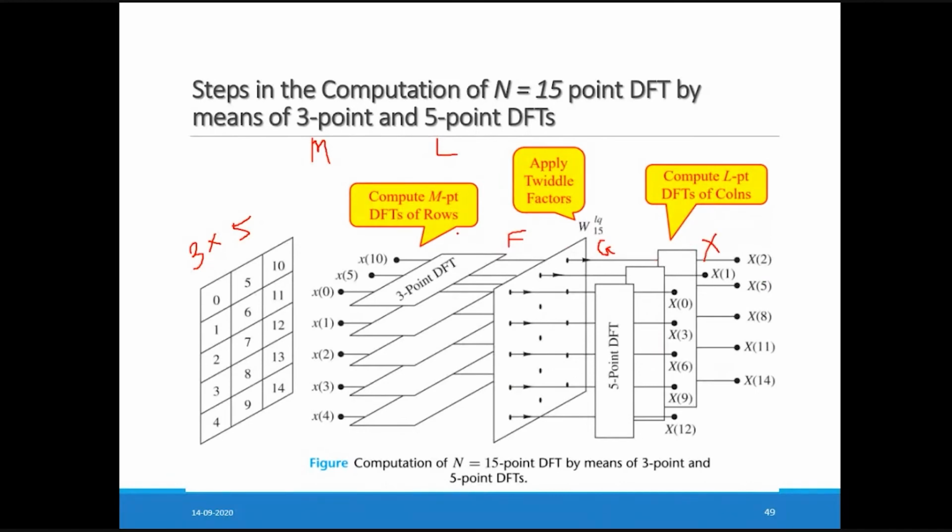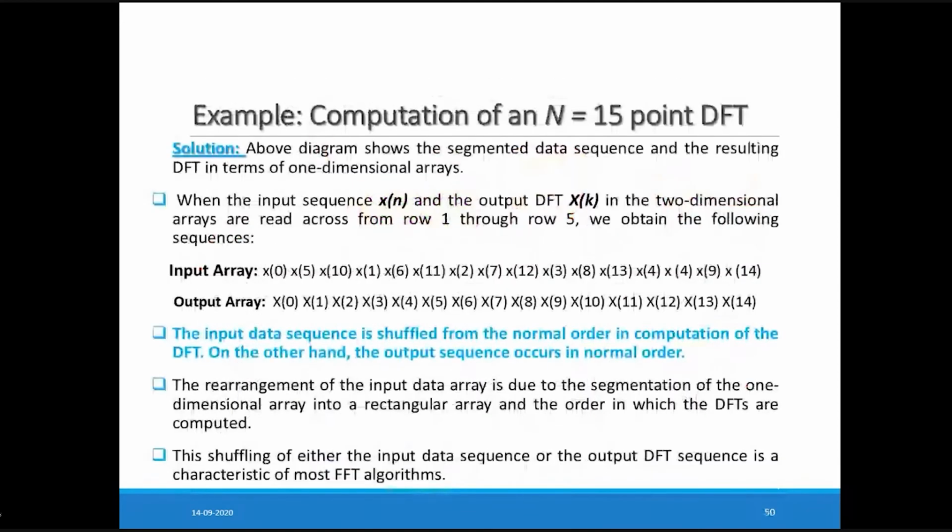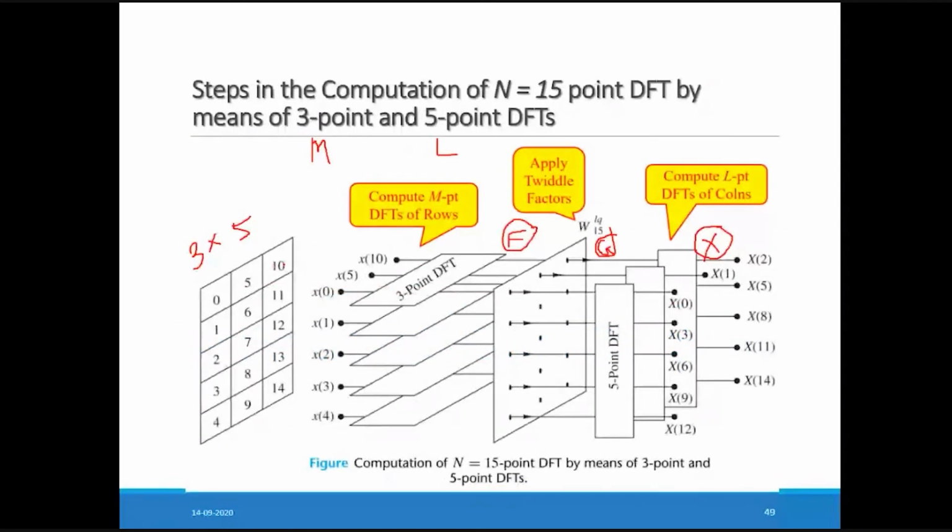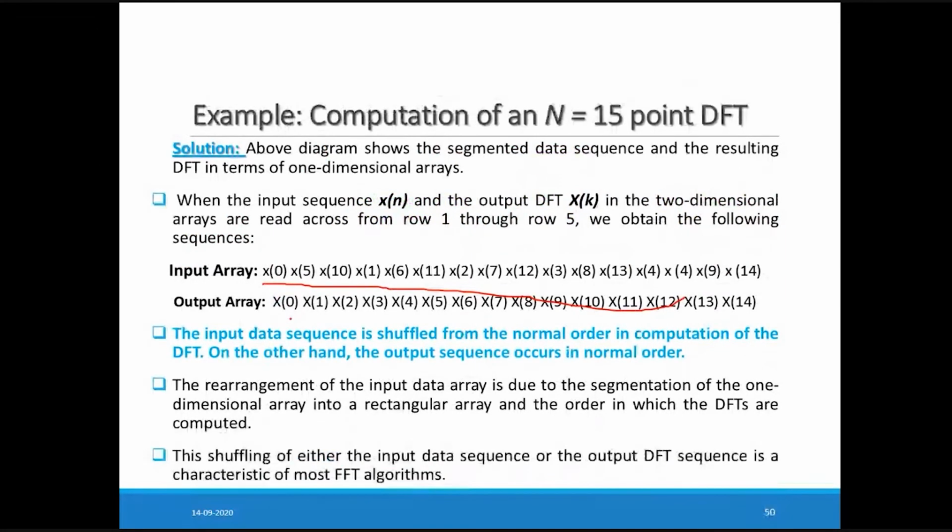So initially when you compute the m point DFT, you are getting the first term, that is F. Then you apply the twiddle factor, you are getting the second term G. And when you compute the L point DFT, here particularly 5 point DFT, you will get the X term. Okay, so this is how you are getting. The one thing you have to notice here, your input array is nothing but x0, x5, x10. So your array is represented like this: x0, x5, x10, then x1, x6, x11. So this way it is written, and output array is arranged in a proper order: x0, x1, x2 up to x14. So this is written.